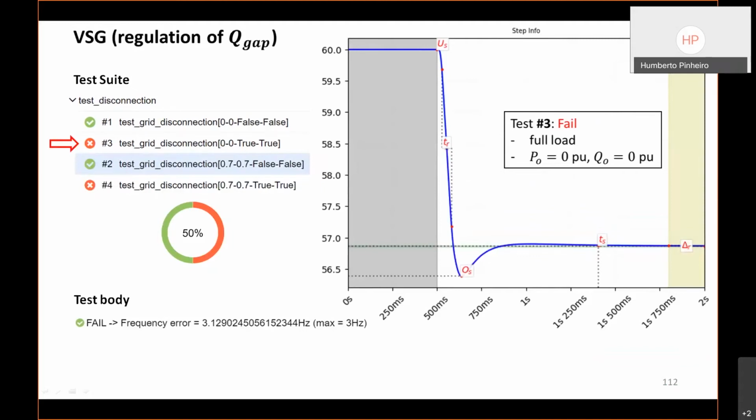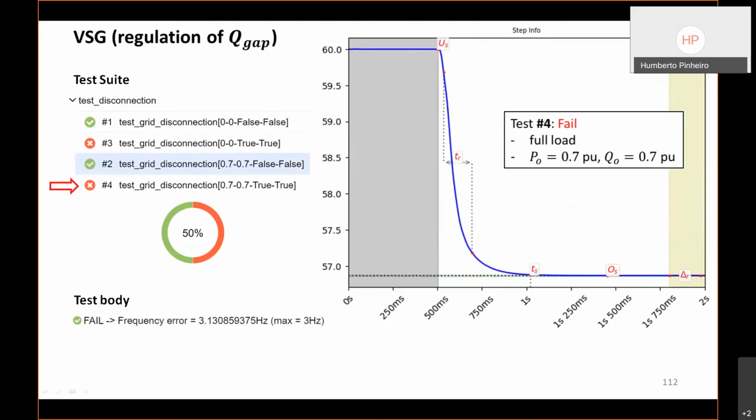So let's move to this test over here that is related to the virtual synchronous generator with the reactive power computed at the gap. It fails because the steady state error of the frequency is beyond the 3 hertz limit, it is 3.12 hertz. So it's almost there, you know. Maybe if you change the parameters a little bit, you can get the right result.